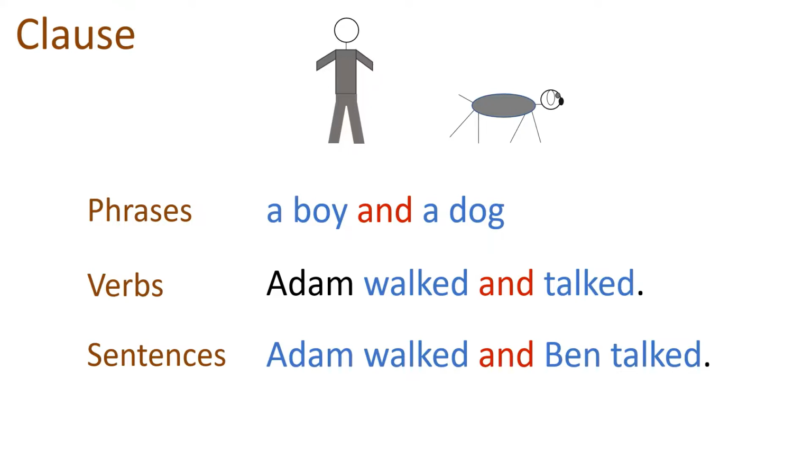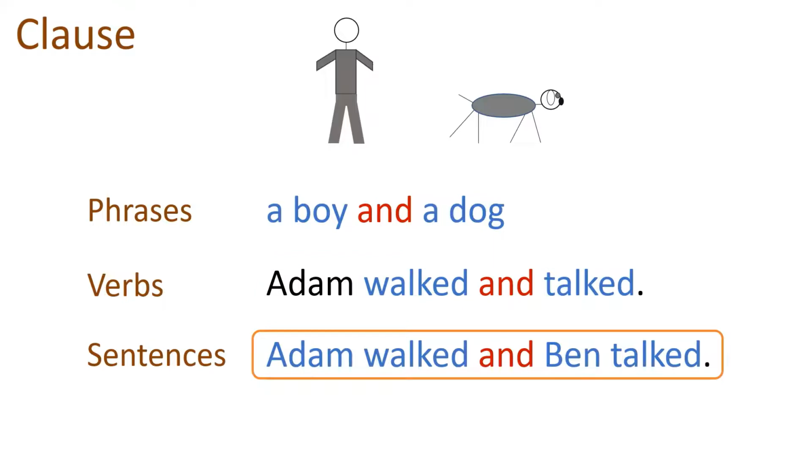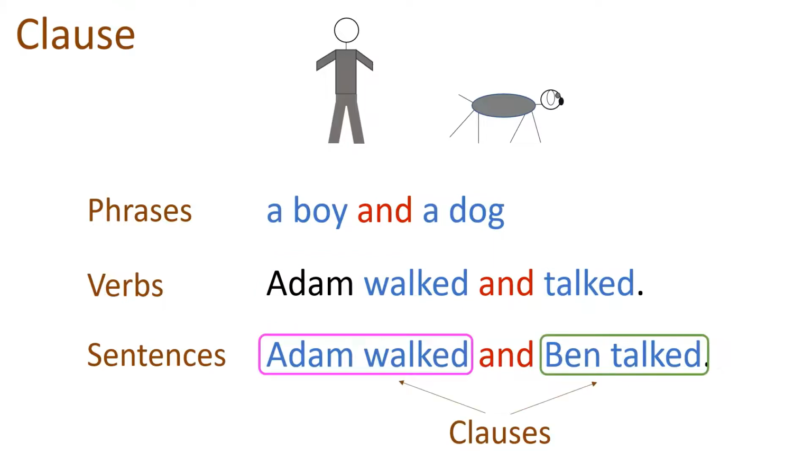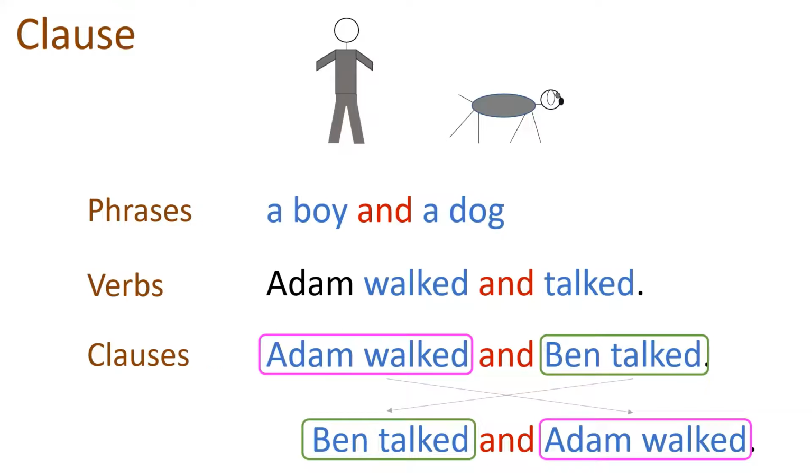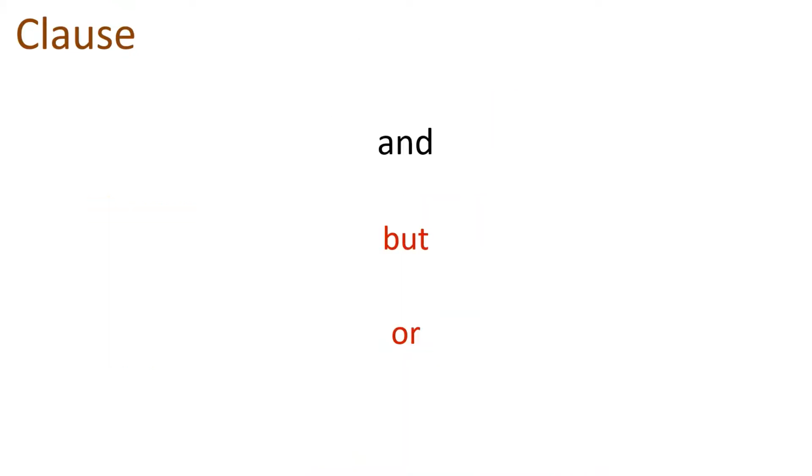We've already seen how the conjunction and can join two noun phrases. The same conjunction can join two verbs having the same subject or even two separate sentences. When two sentences are joined in this way, the original sentences are called clauses. The conjunction and is used to join clauses that are equal. For instance, we can reverse the order of the clauses to say Ben talked and Adam walked, and the meaning is the same.